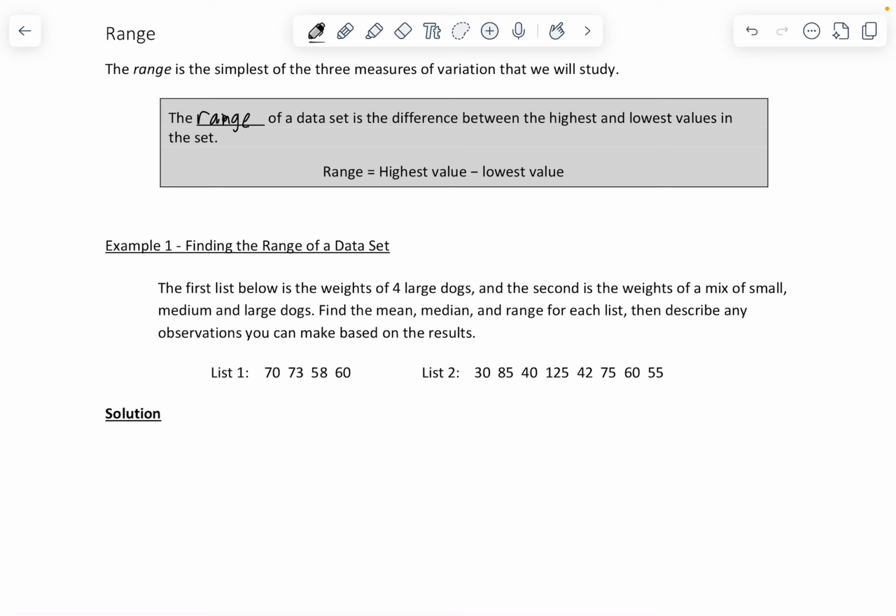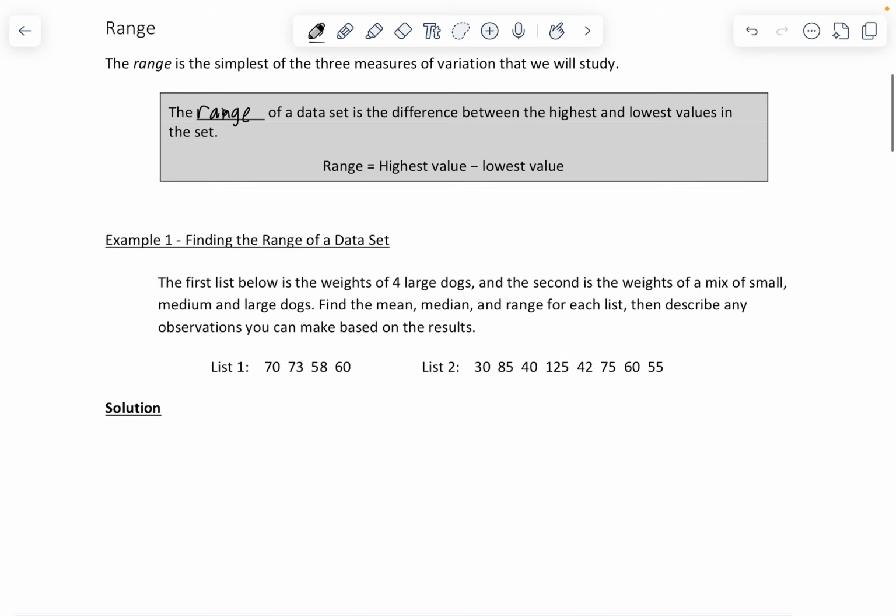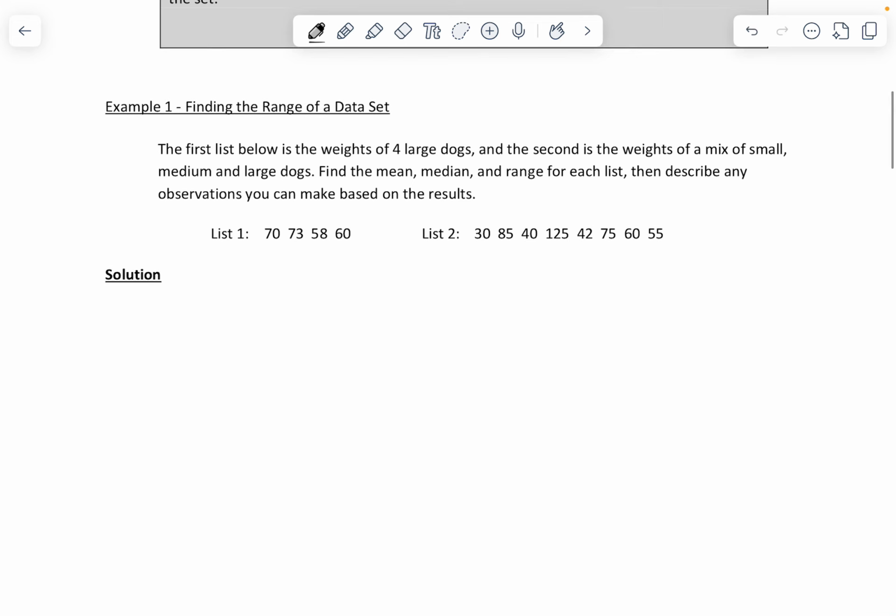Let's look at an example where we will find the range for a couple of data sets. The first list below is the weights of 4 large dogs, and the second is the weights of a mix of small, medium, and large dogs. Find the mean, median, and range for each list, and then describe any observations that you can make based on the results. So let's start with list 1.